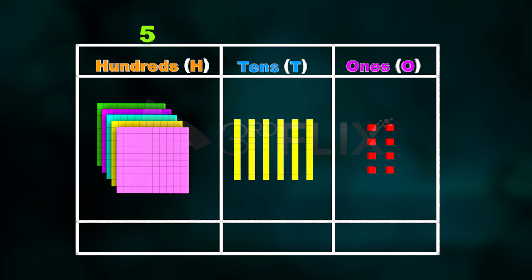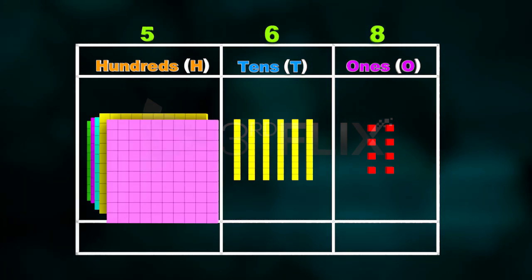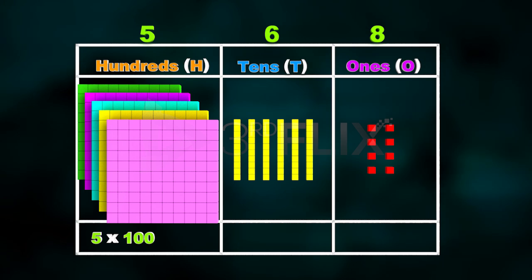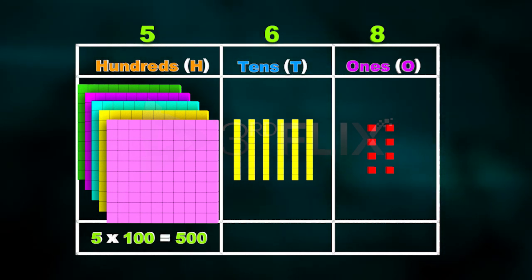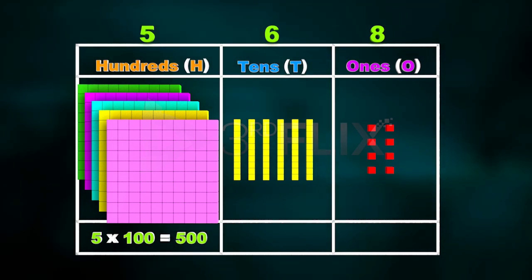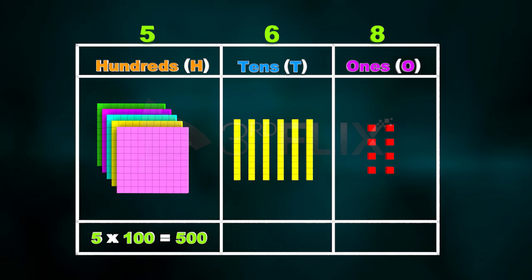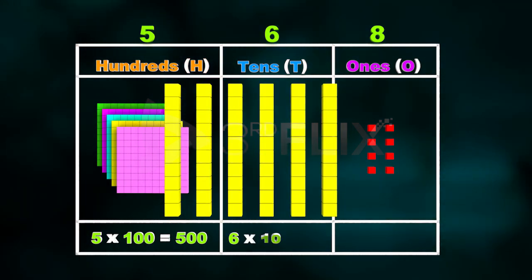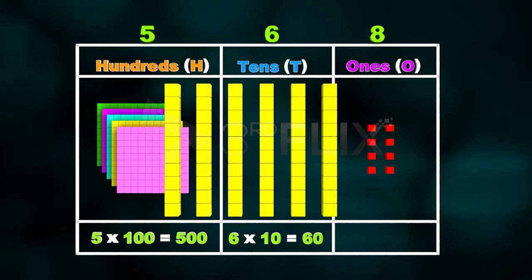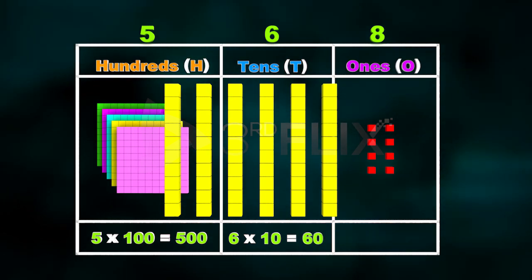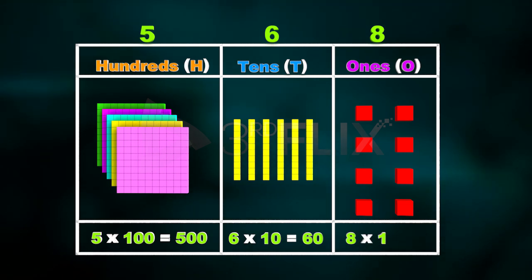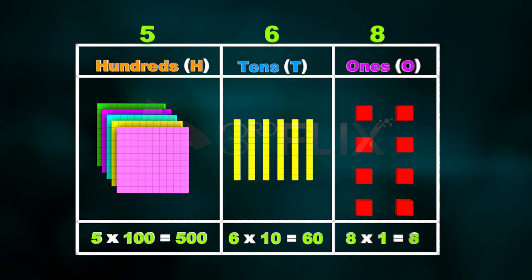In 568, the 5 from the left represents 5 into 100 is equal to 500. 6 represents 6 into 10 is equal to 60. 8 represents 8 into 1 is equal to 8.